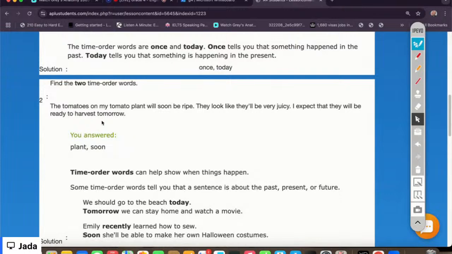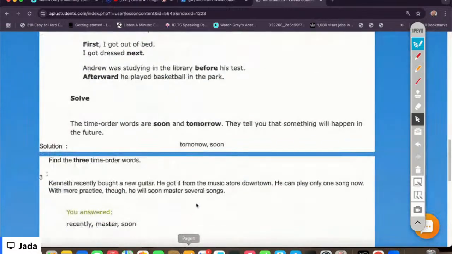The tomatoes on my tomato plant will soon be ripe. They look like they will be very juicy. I expect that they will be ready to harvest tomorrow. So what are the two time order words here? We have soon and tomorrow, which tells you that something will happen in the future.